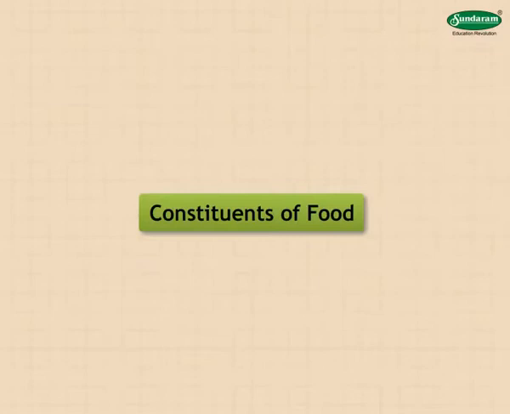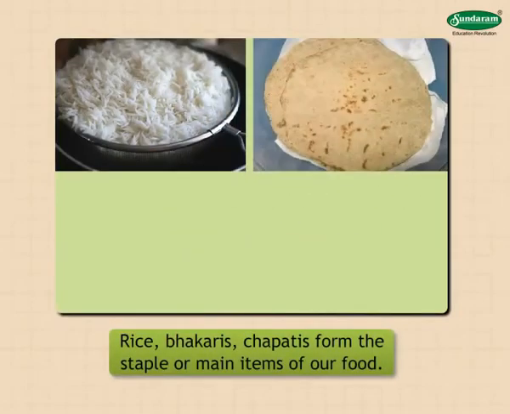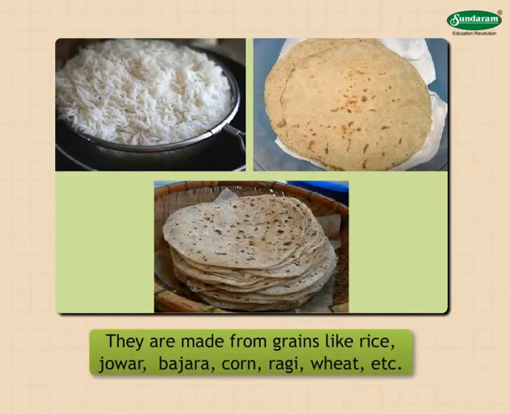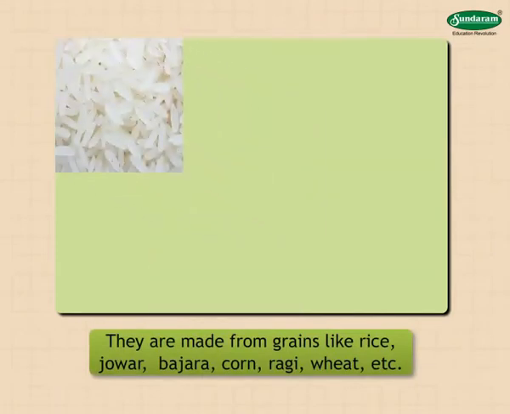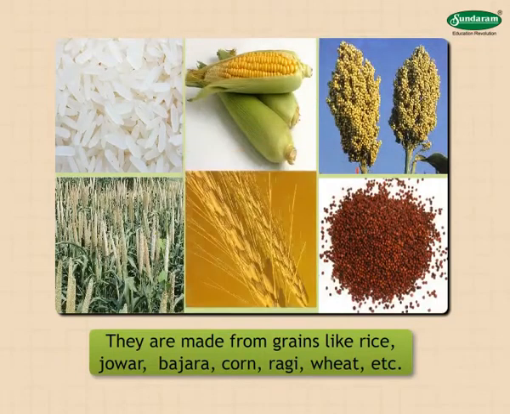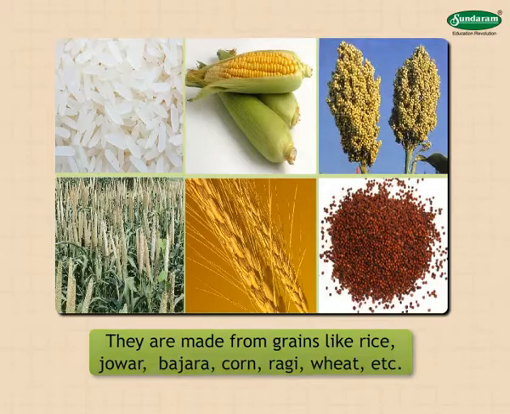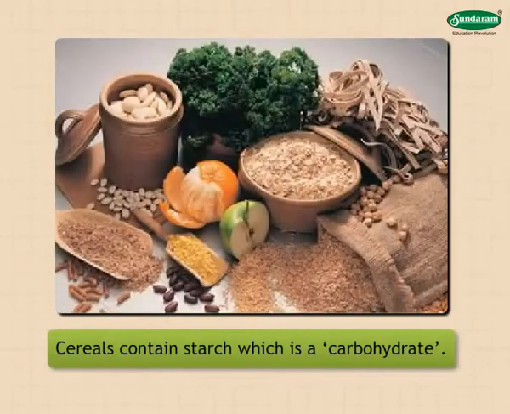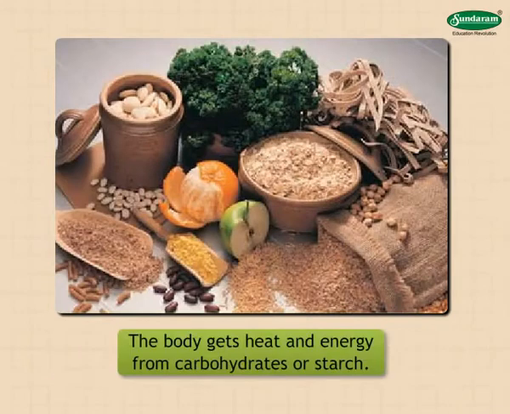Constituents of food. Rice, bhakris, chapatis form the staple or main items of our food. They are made from grains like rice, jowar, bajra, corn, ragi, wheat, etc. These grains are called cereals. Cereals contain starch, which is a carbohydrate. The body gets heat and energy from carbohydrates or starch.